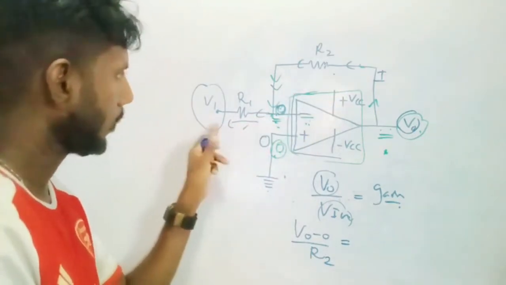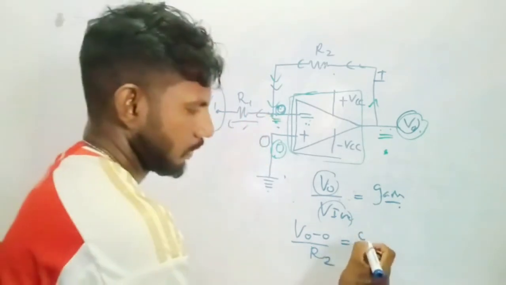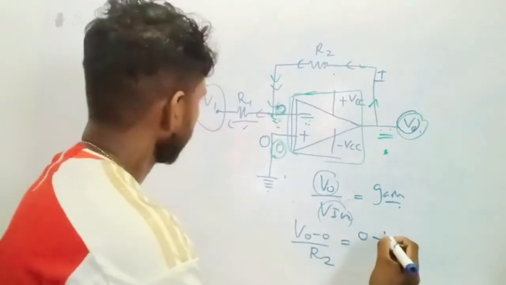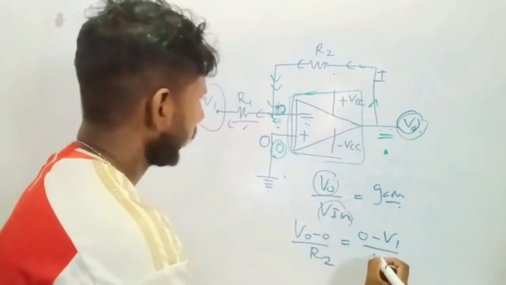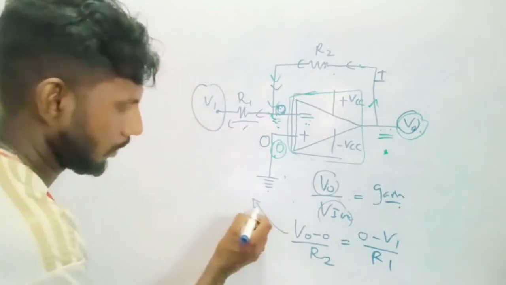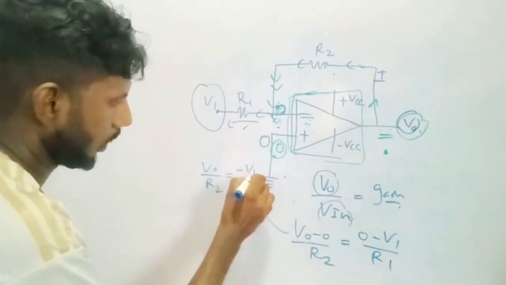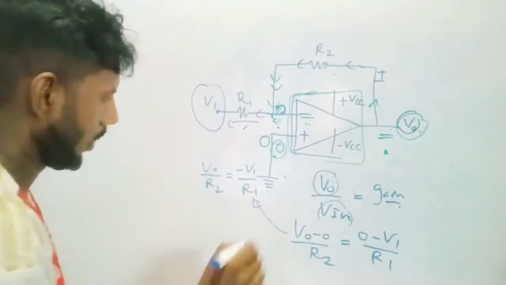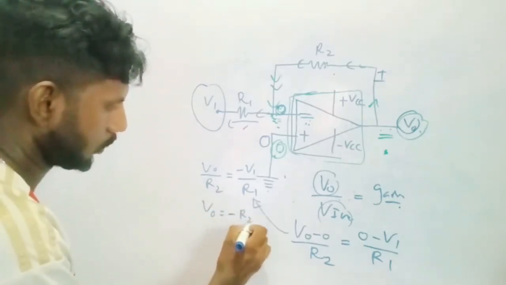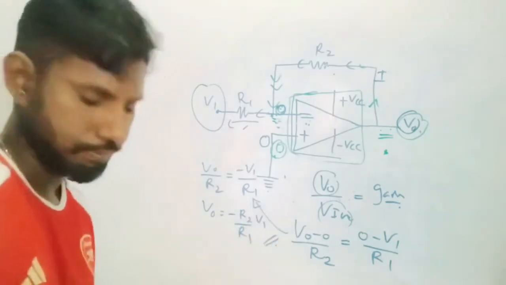Potential difference in this path is 0 minus V1, because 0 is greater, since the current moves from this direction to this direction. Hope you can see it. 0 minus V1 divided by R1. Going through the simplification, V0 over R2 equals minus V1 over R1. So V0 equals minus R2 over R1 times V1.